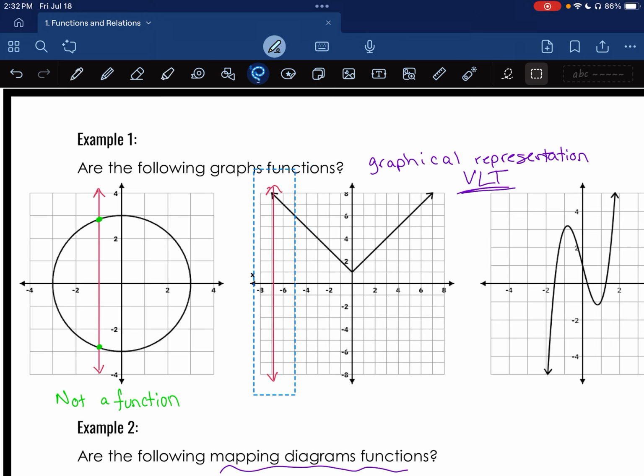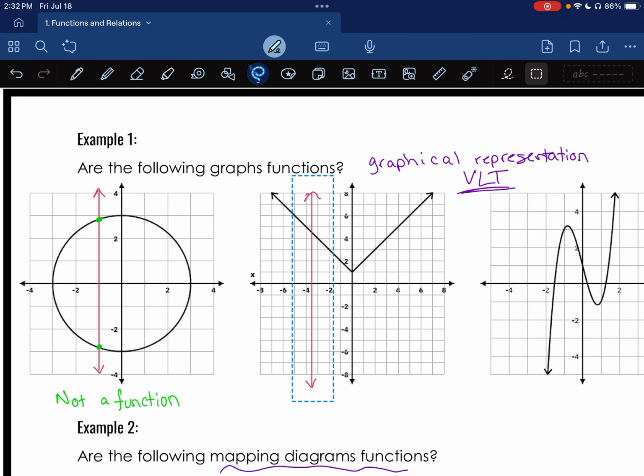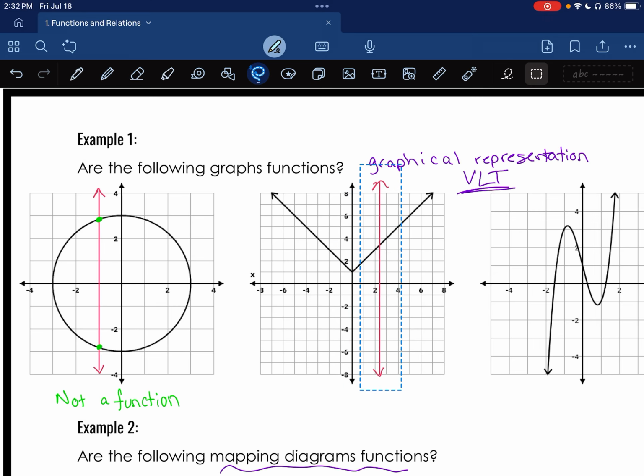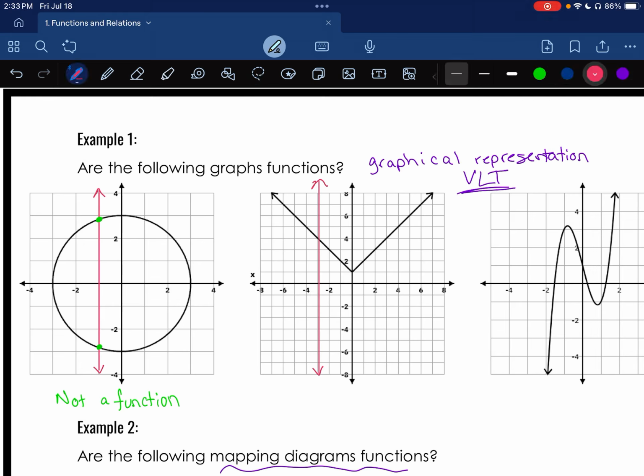Let's see. Touching it once, touching it once, touching it once. And you can do this with your finger or laying your pencil down on the notes. If you're not working on an iPad like me, you can just lasso a vertical line around. All right, so this is looking good. Everywhere I moved that vertical line, it only came in contact with this V-shaped curve in one spot. So we'll say this guy, he is a function.